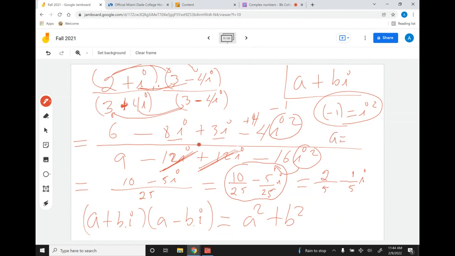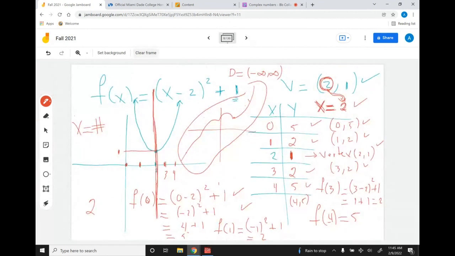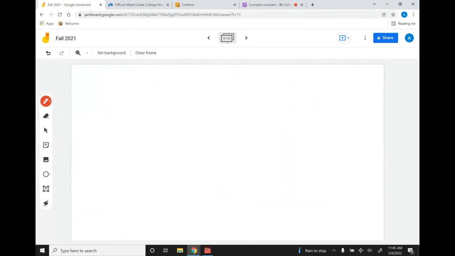So what is A in this case? 2/5. And what is B? -1/5. And there you have it. Now this number here is exactly the same as our first quotient. It just looks very different, but this is the process that it takes to get one of these done. I'm going to go ahead and do another one. This is going to take a little practice, okay?